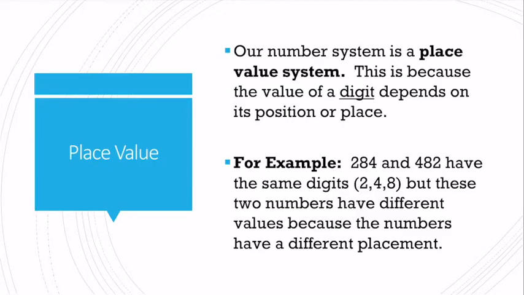Our number system is also a place value system. What does that mean? Well, this is because the value of a digit depends on its position in order. So for example, 284 and 482 have the same digits, but these two numbers have different values because the numbers are in a different order. You can think of it as I'd rather have $482 than $284. That's going to be true.